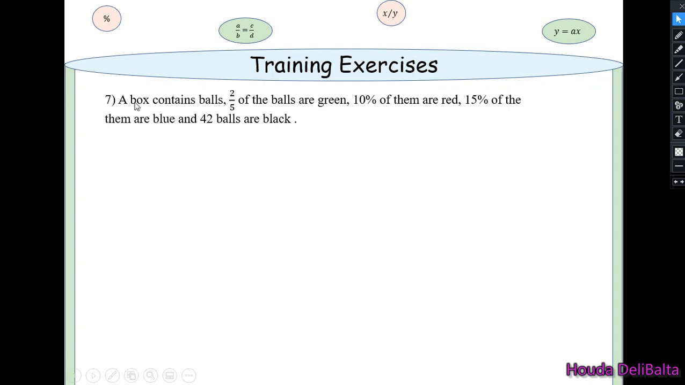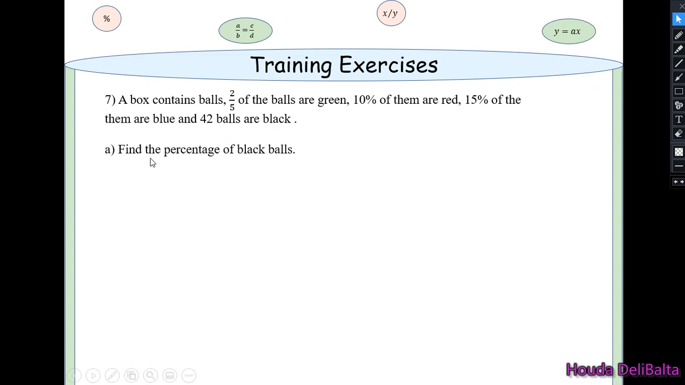A box contains balls of different colors. 2 out of 5, or 2/5, of the balls are green, 10% of them are red, 15% of them are blue, and exactly 42 balls are black. So we don't have the number of green balls, nor those of red nor those of blue, but we have the number of those that are black.